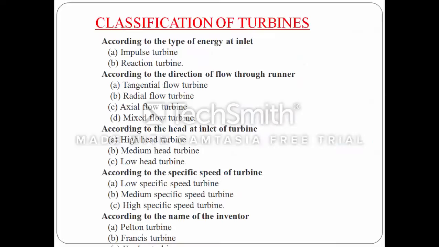Next we will see the classification of turbines. According to the type of energy at inlet, we can classify turbines as impulse turbine and reaction turbine. Another classification is according to the direction of flow through the runner: tangential flow turbine, radial flow turbine, axial flow turbine, and mixed flow turbine. According to the head at the inlet of the turbine, we can classify as high head turbine, medium head turbine, and low head turbine. According to the specific speed of the turbine, we can divide into low specific speed, medium specific speed, and high specific speed turbines. According to the name of the inventor, there are Pelton turbine, Francis turbine, and Kaplan turbine.